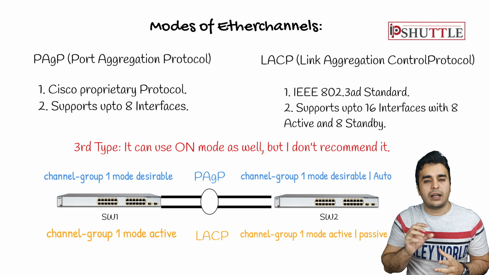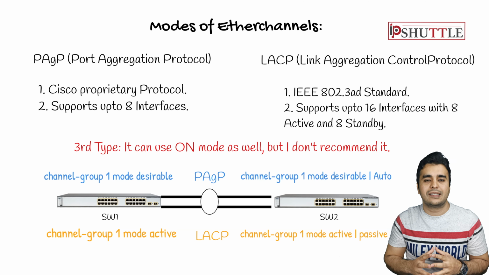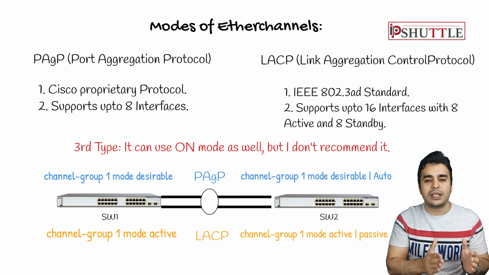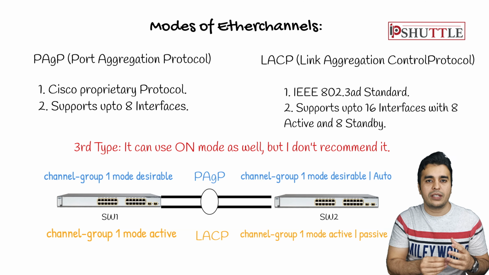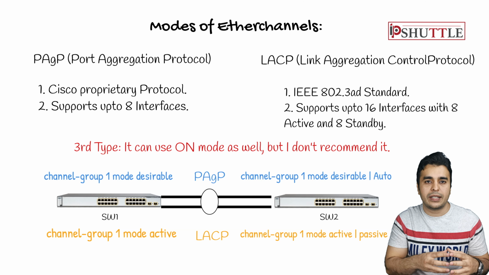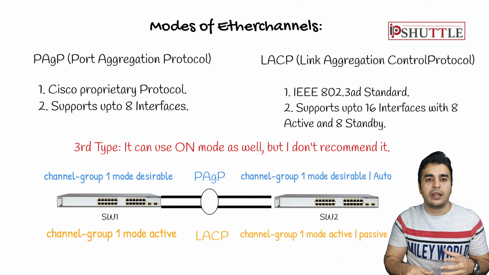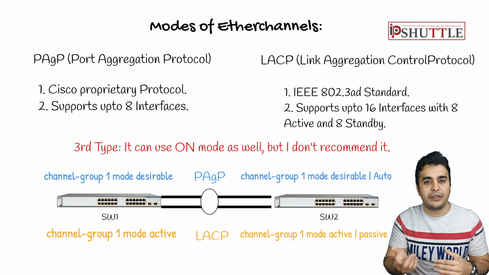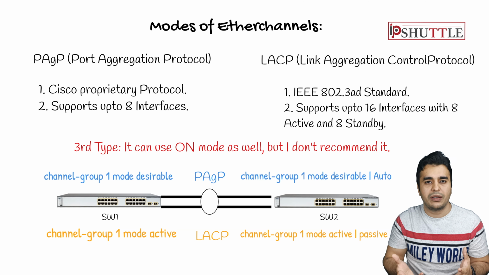The next thing is how to configure it. It's a very basic difference between both. If you notice on the screen, if you are using PAgP, on one side you are mentioning channel group 1 mode desirable, and the second one is going to be desirable or auto. When you're telling the system to be dynamic desirable in the trunk, if you remember, what happens? It tries to initiate a trunk. If you remember my last lecture. In the ether channel also, this is the same thing that is happening.